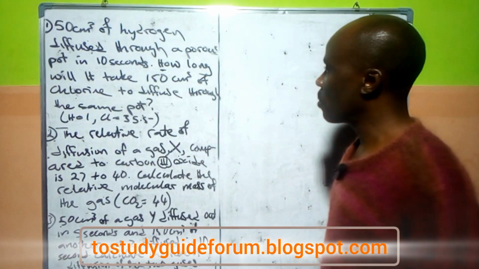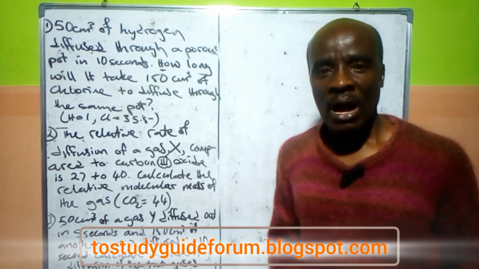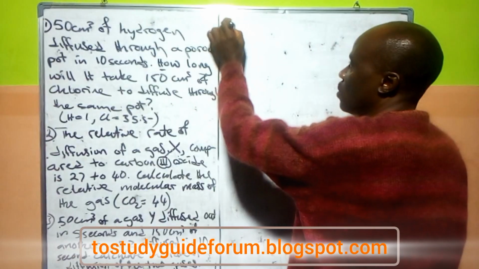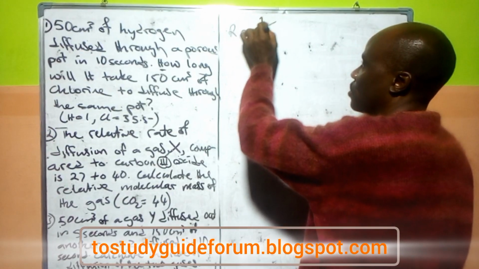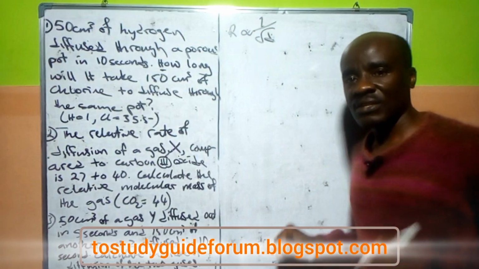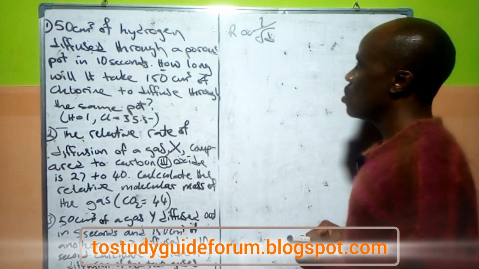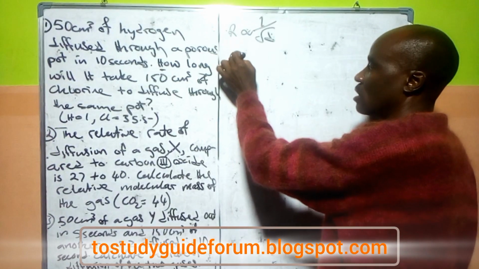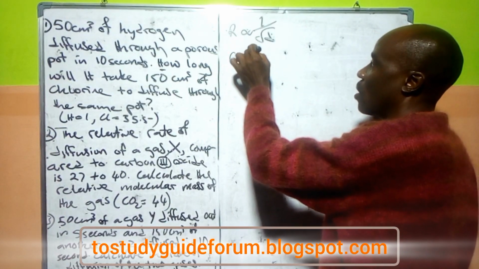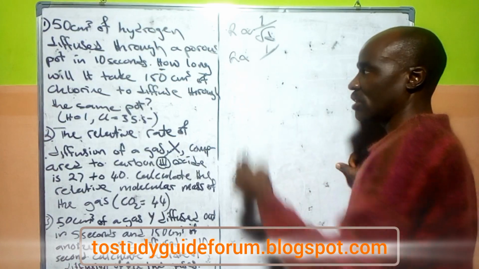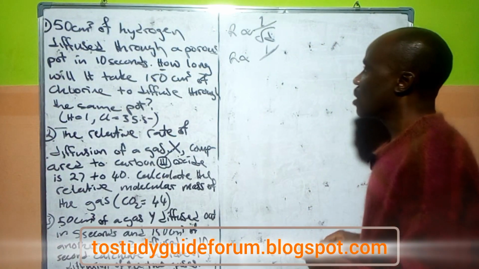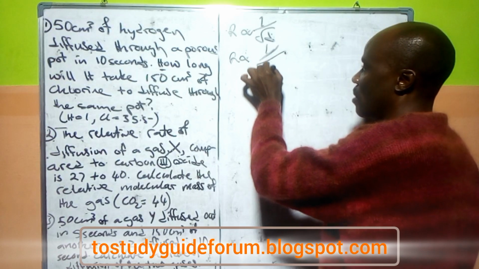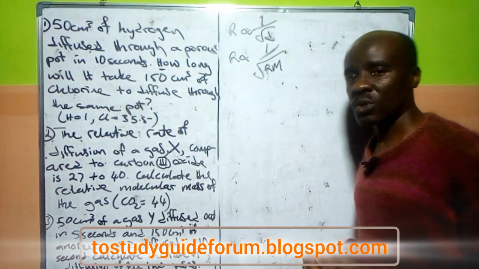What we are looking for now is the time, and we know that rate of diffusion is inversely proportional to the square root of vapor density. Two times vapor density will give us relative molecular mass. That means that relative density is also inversely proportional to the square root of what? The square root of relative molecular mass. That is what it also means.